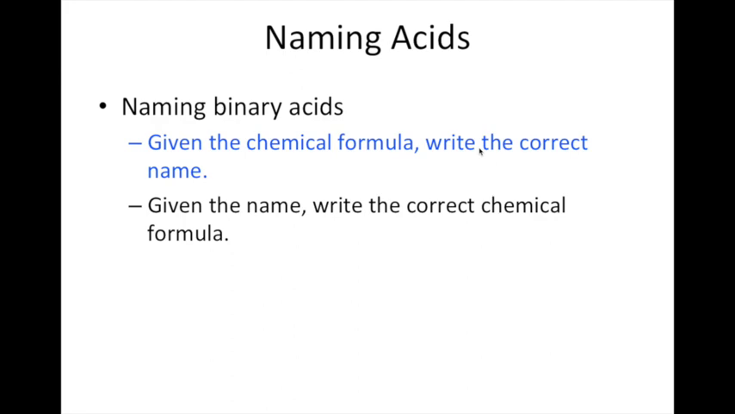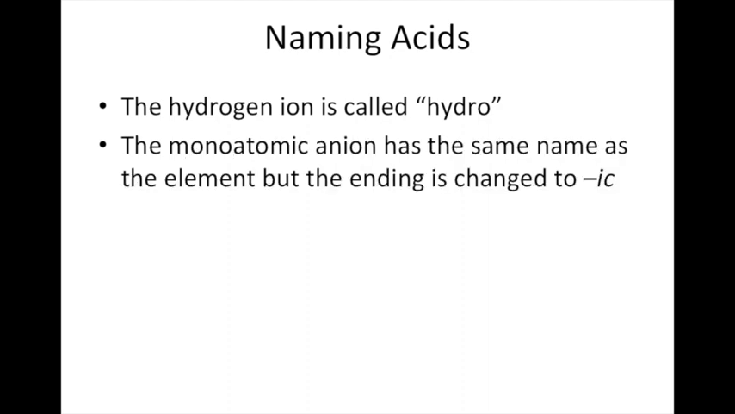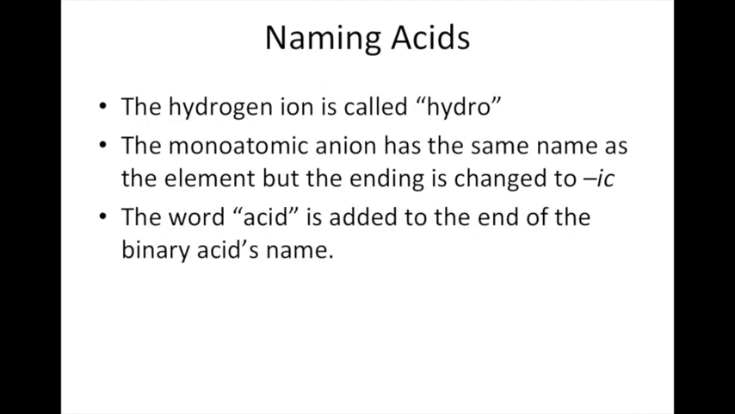So let's start off with binary acids, and let's look at how to write the correct name when we're given the chemical formula. Binary acids will always start with the word hydro. This represents the hydrogen ion. And then they're going to be paired with a monoatomic anion, but instead of ending the anion in -ide, like chloride, we would change the ending to -ic. And then at the end of the name, we add the word acid.